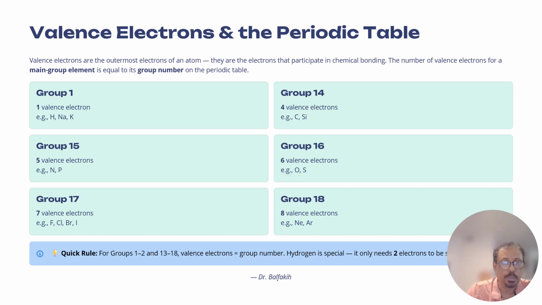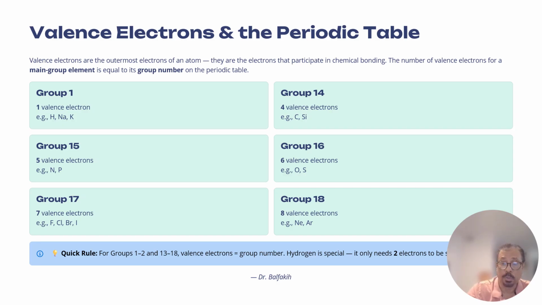Group 15, which includes the nitrogen group, has 5 electrons. Group 16, which includes the oxygen atom and sulfur, has 6 electrons. And halides, which include fluorine, chlorine, bromine, iodine, have 7 electrons.